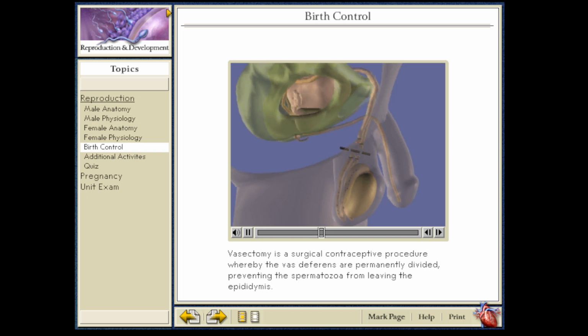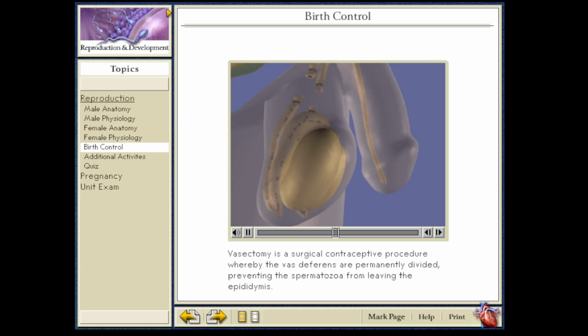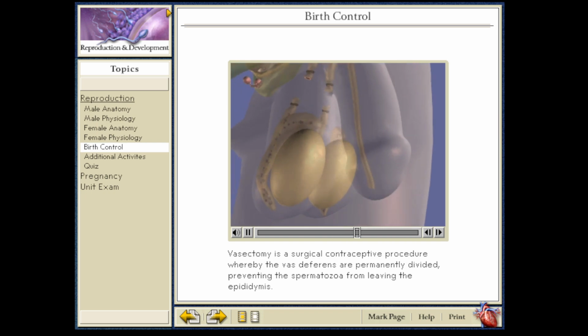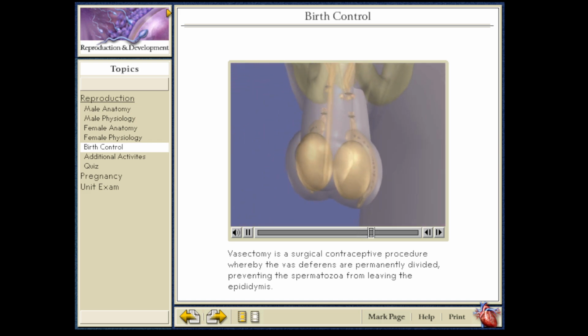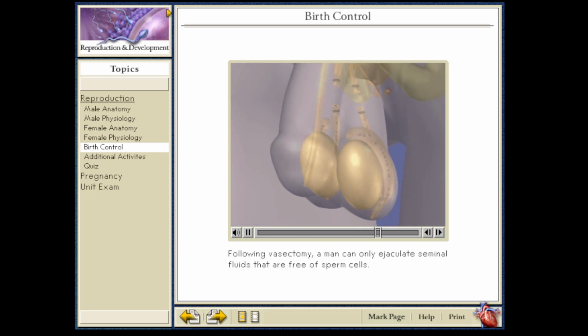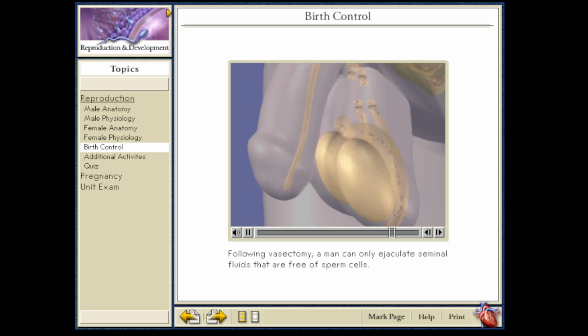Vasectomy is a surgical contraceptive procedure whereby the vas deferens are permanently divided, preventing the spermatozoa from leaving the epididymis. Following vasectomy, a man can only ejaculate seminal fluids that are free of sperm cells.